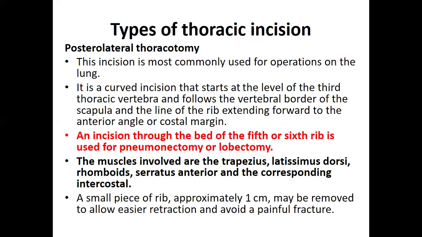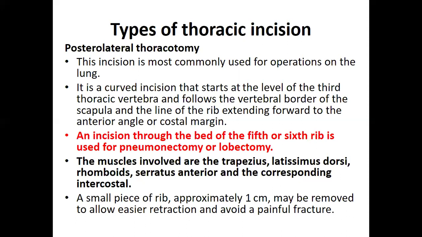Posterolateral thoracotomy, which is an incision through the fifth or sixth rib, which is used for pneumonectomy or lobectomy. So these are some of the conditions which happen in the chest wall.